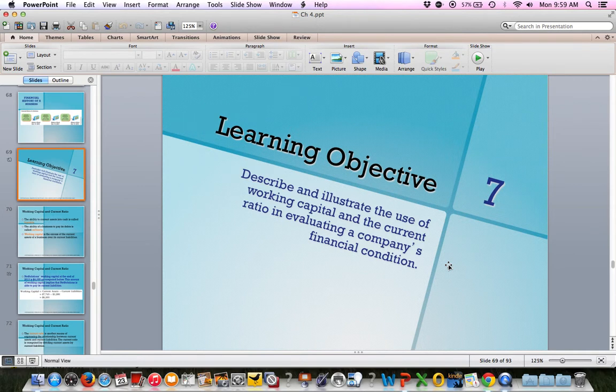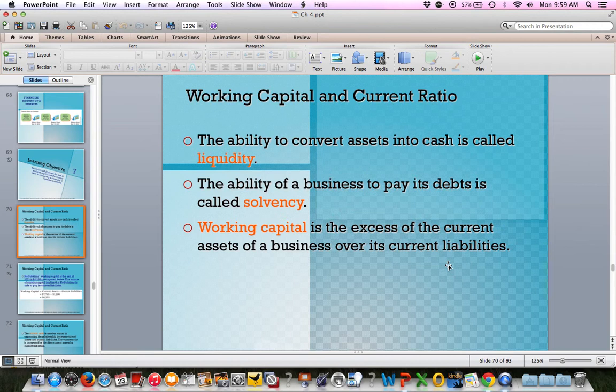Let's talk a little bit about working capital for a business: working capital and the current ratio. The ability to convert assets into cash is called liquidity. The ability of a business to pay its debts is called solvency. So you want to make sure how liquid and how solvent a company is, and working capital is a way to measure that. Working capital is simply current assets minus current liabilities. So when you hear the term working capital, just think current assets minus current liabilities.